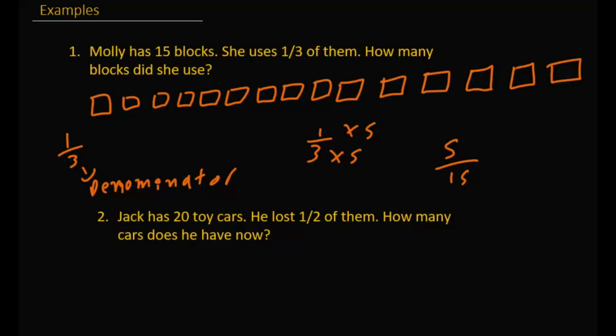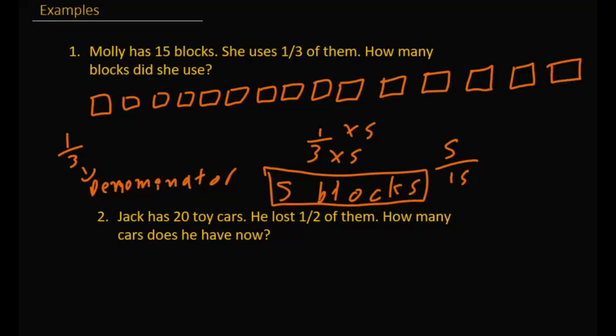Okay? So there are 15 blocks and the denominator is 15. And then the numerator is 5, which is the part. So we can tell that it's 5 blocks that are being used. The question says how many blocks did she use? And it's 5 blocks. So let's write that. 5 blocks. Okay, so now let's box it, and now let's go on to the next one.